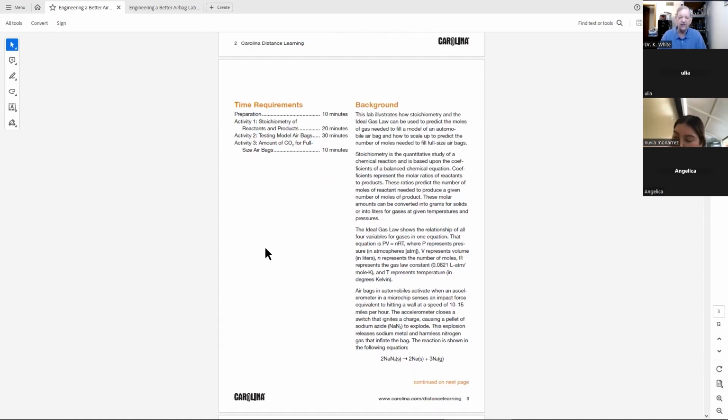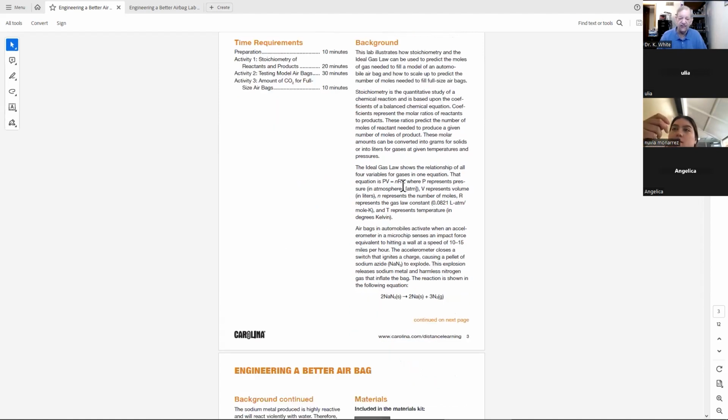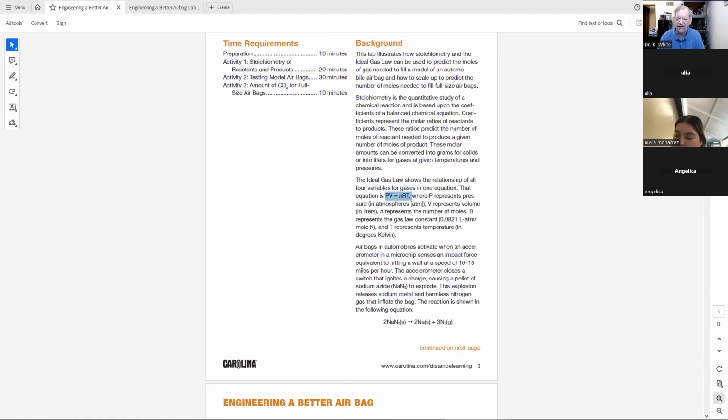All right, now let's talk about the background. Now, when you fill that bag up to protect yourself, gas is being used to fill that up. Inflate it, just like you blow air into a balloon to inflate it, the same thing happens. And as I've taught you, one of the most important things in gases in chemistry is the ideal gas law, PV equals nRT. Let me make this a little larger. Is that better?